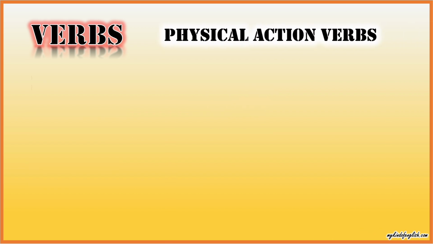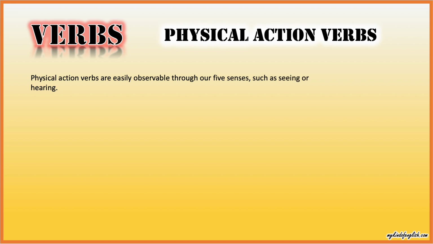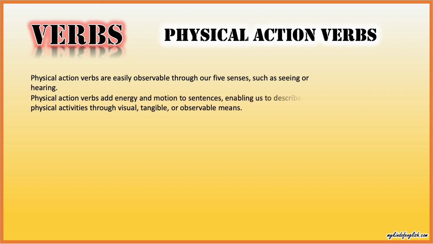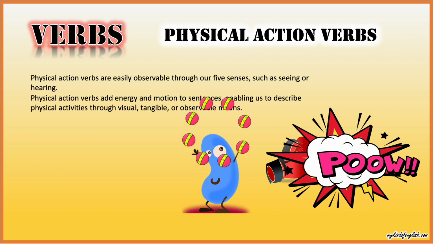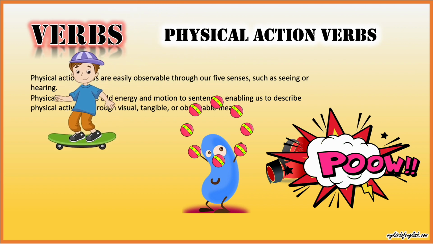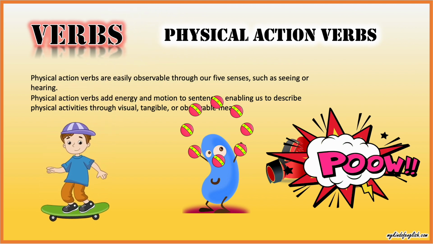Physical action verbs. Physical action verbs are easily observable through our five senses, such as seeing or hearing. Physical action verbs add energy and motion to sentences, enabling us to describe physical activity through visual, tangible, or observable means. For example, punch, juggling, and skating.